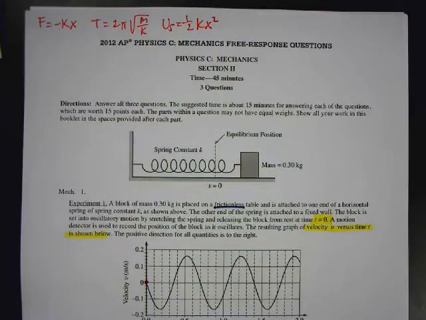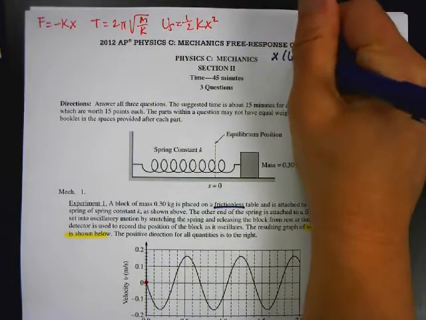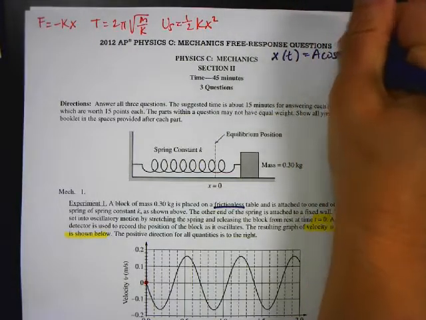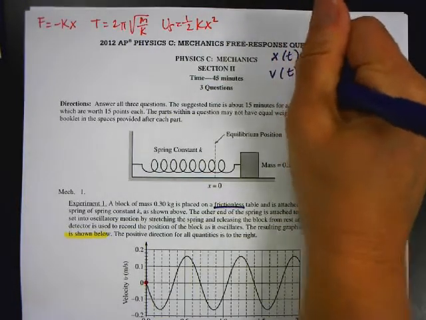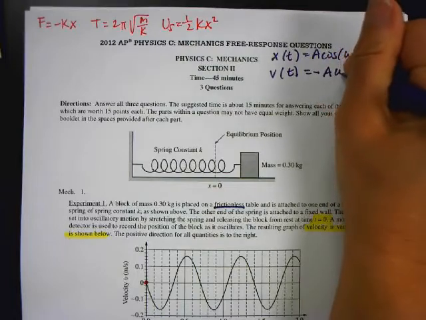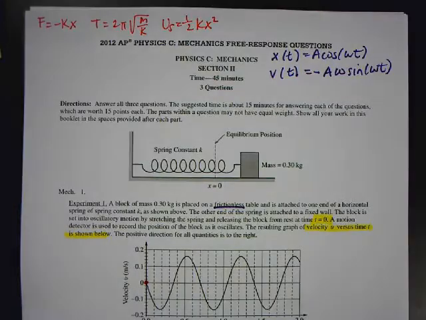Okay, so now for part A, again, I should have written that here. x of t is equal to A cosine omega t. So we do the derivative to get the velocity. So v of t is equal to negative A omega sine of omega t. We're not going to go through the calculus because we already did that before. But they want you to substitute in the numerical values for the constants. So that means I need to read the graph.